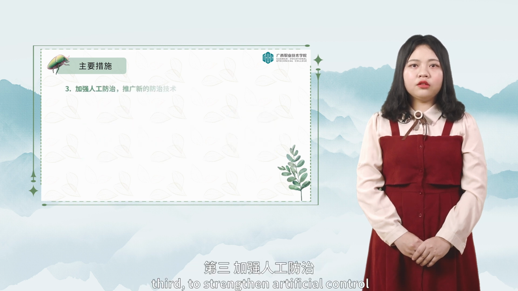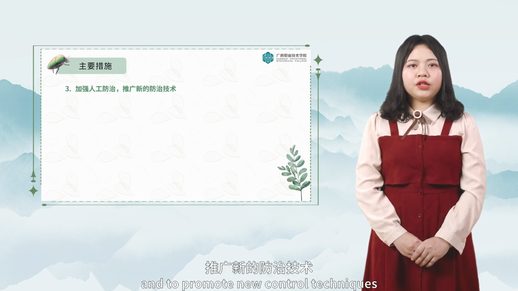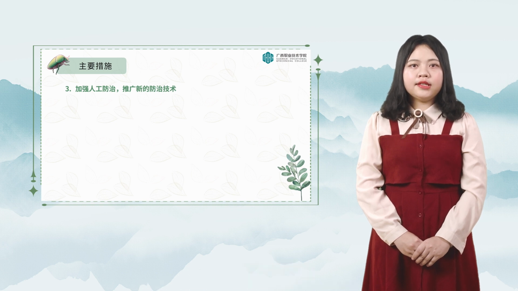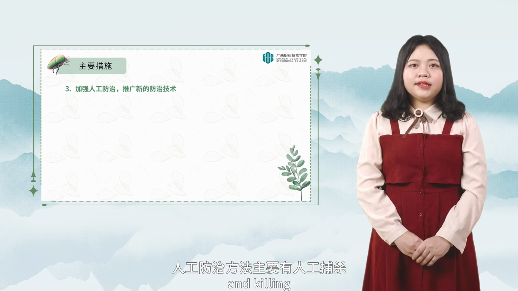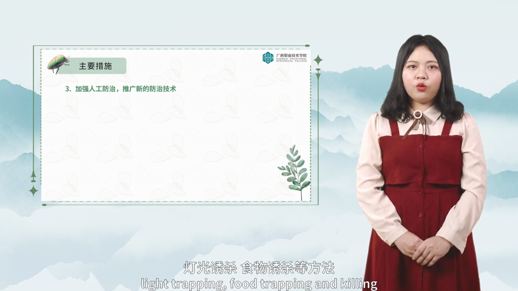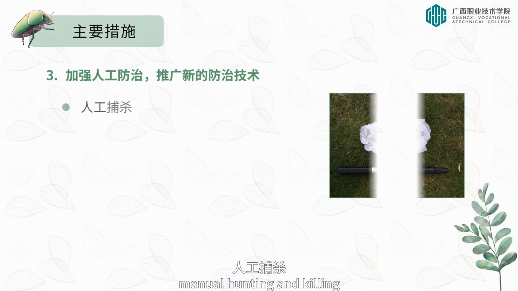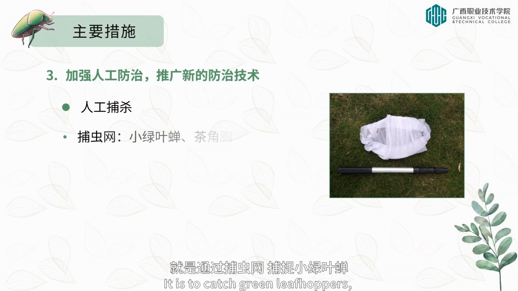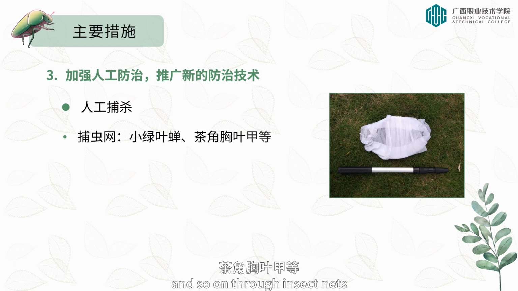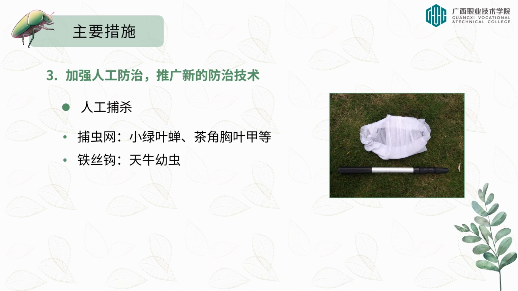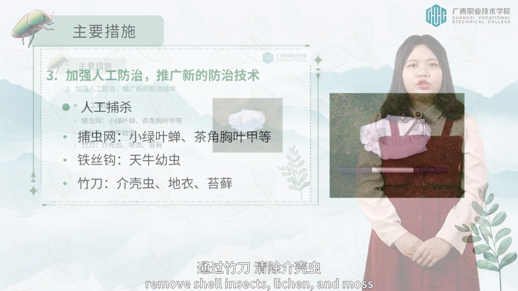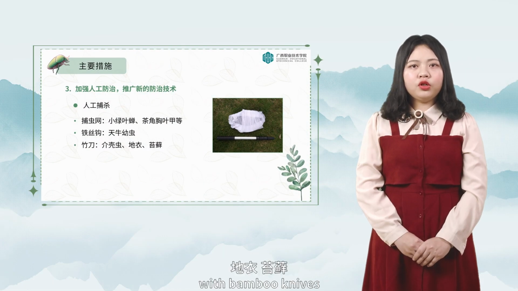Third, to strengthen artificial control and to promote new control techniques. Artificial control methods mainly include manual hunting and killing, light trapping, food trapping and killing. Manual hunting and killing, it is to catch green leaf hoppers, Basilepta melanopus lefevre, and so on through insect nets. Capture large corn beetle larvae through wire hooks, remove shell insects, lichen, and moss with bamboo knives.